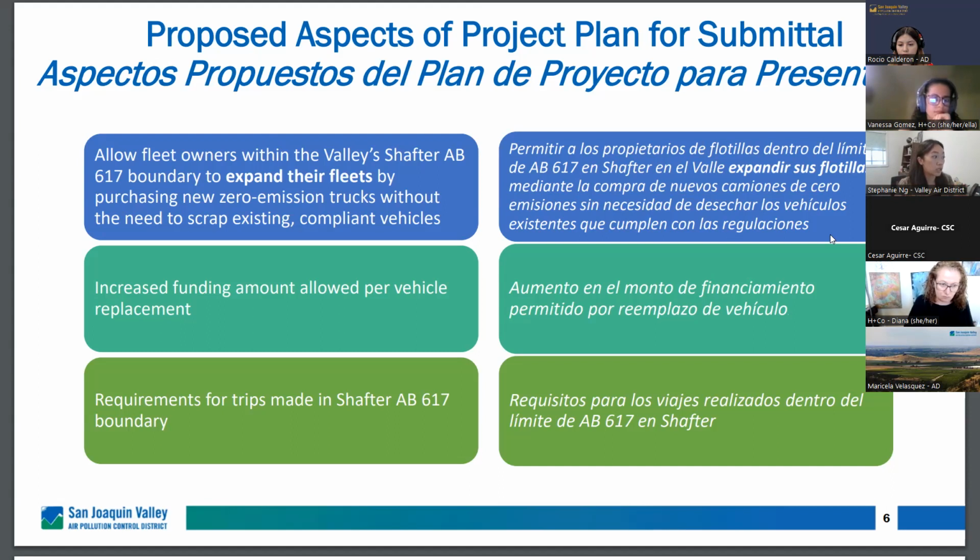The second component is to increase the funding amount that's allowed per truck replacement. And then the third requirement is for there to be a specific number of trips made in the Shafter AB 617 boundary.